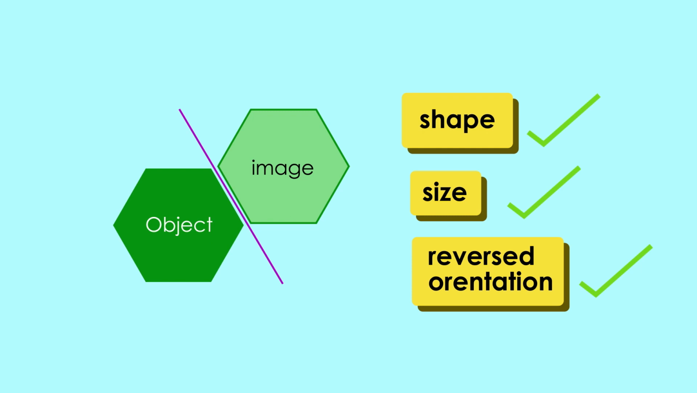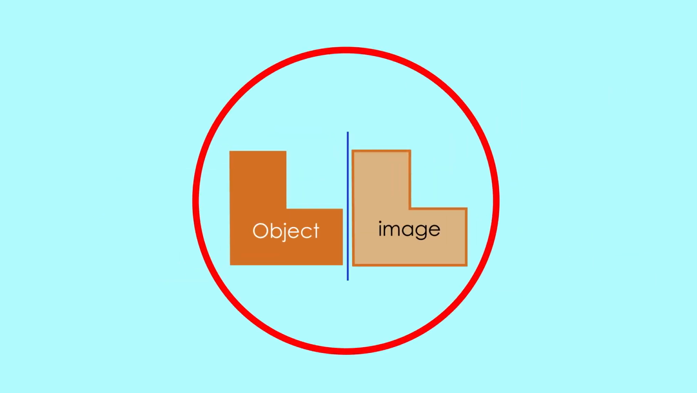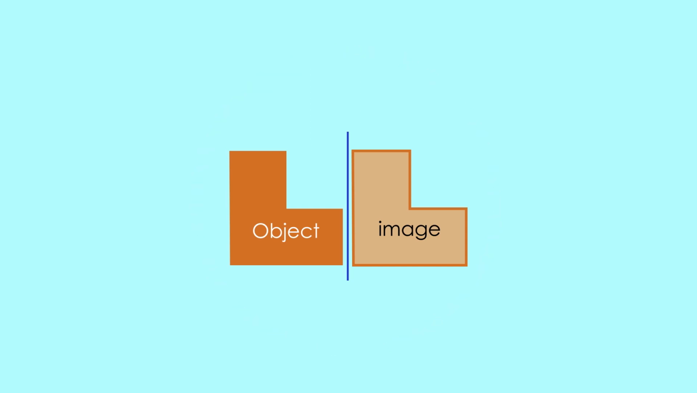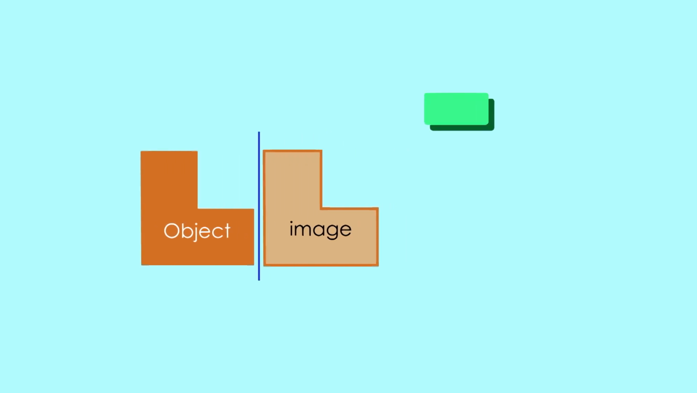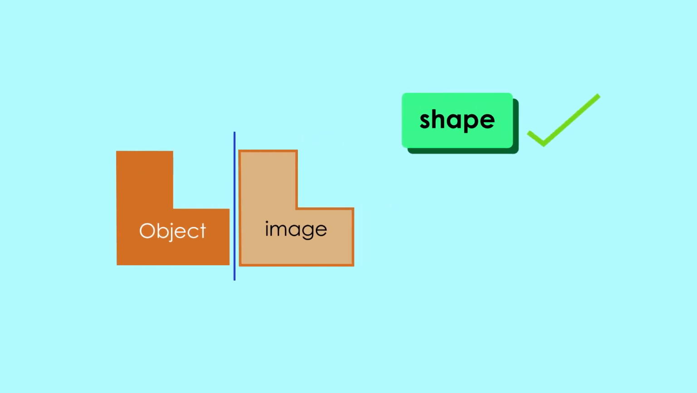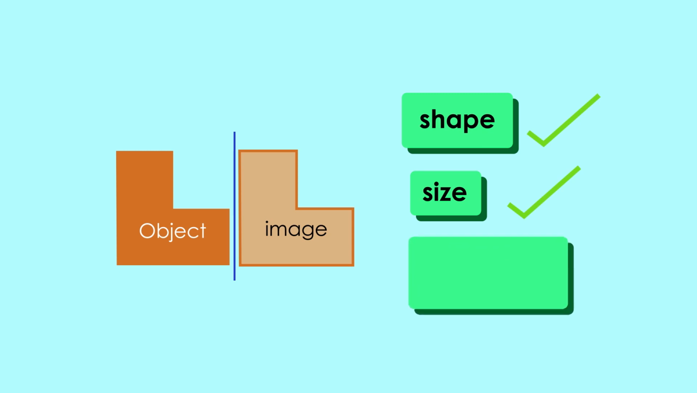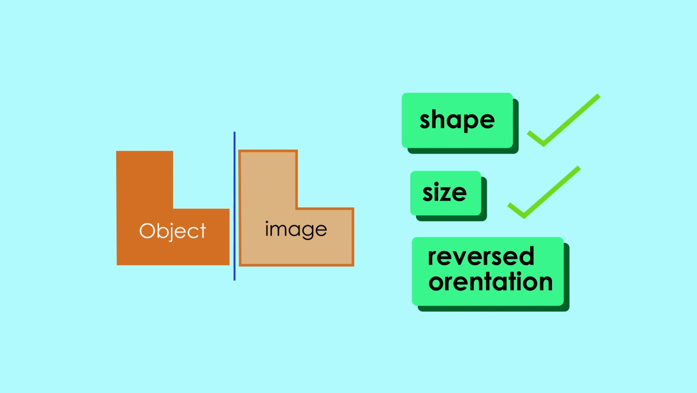Now, pupils, what about this pattern? Assume that the line is the mirror. Well done! It is not a reflection. The shape remains the same. The size is the same. However, it is not an orientation of a reflection because the image is not reversed. Therefore, this pattern does not show the orientation of a reflection.